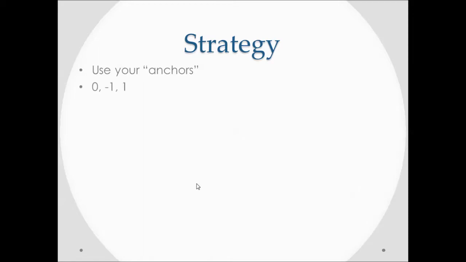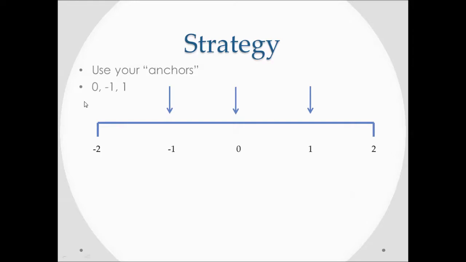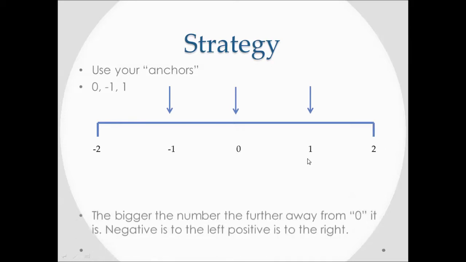The strategy that we're going to use is anchors. What I mean by anchors is there's a couple of things on this number line that you can place straight away, and that is your 0. The number line's always going to have 2 as its highest value and -2 as its lowest value. So right smack bang in the middle should be your 0. Then I want them to place halfway between your 0 and your -2 will be -1, and halfway between your 0 and your 2 will be 1.